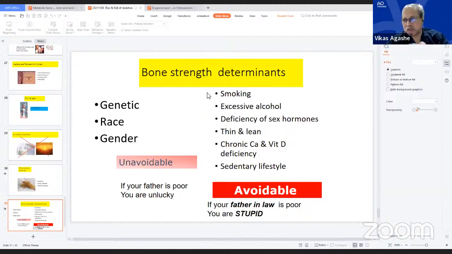So these are the bone strength determinants. Genetic, race and gender, which are unavoidable. Smoking, excessive alcohol, deficiency of sex hormones, thin and lean, chronic vitamin D deficiency, and sedentary lifestyle are avoidable things. So I always give this example. If your father is poor, you are unlucky. If your father-in-law is poor, you are stupid.